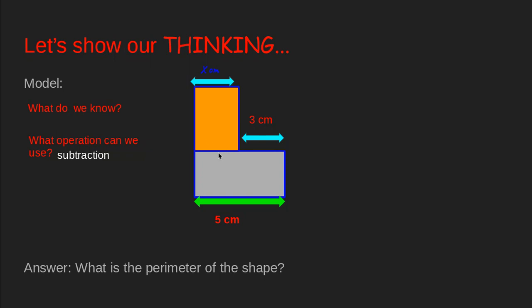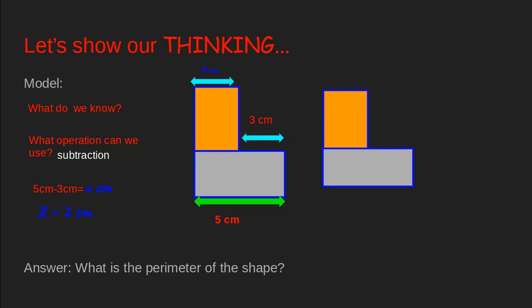If we figure out the value of this side length, we should be able to figure out what x is, because again, rectangles have equal opposite side lengths. So we're going to use subtraction, 5 centimeters minus 3 centimeters, and we should get x equals 2 centimeters, because we know that 2 plus 3 equals 5. So going back to our thinking board, we have 5 centimeters, 3 centimeters, and now we know that the value of x equals 2 centimeters.